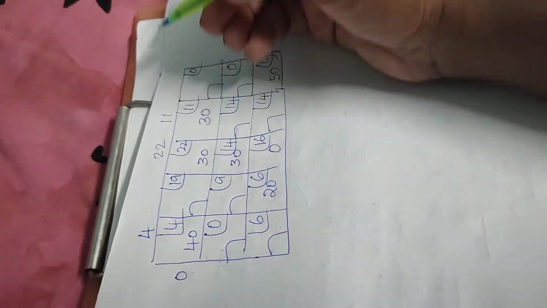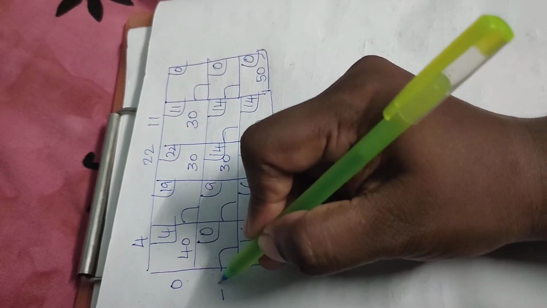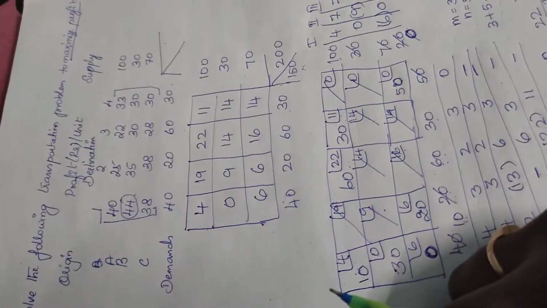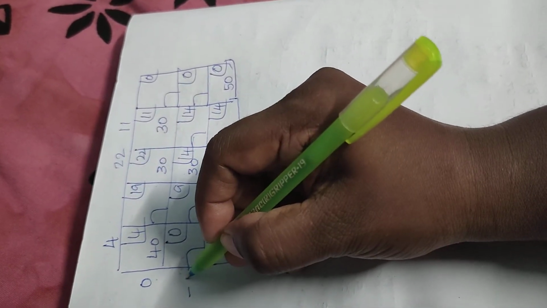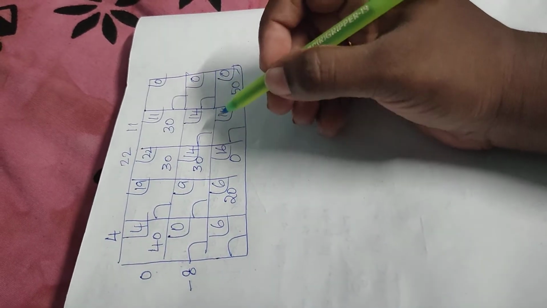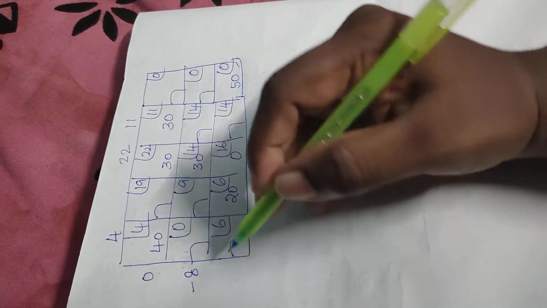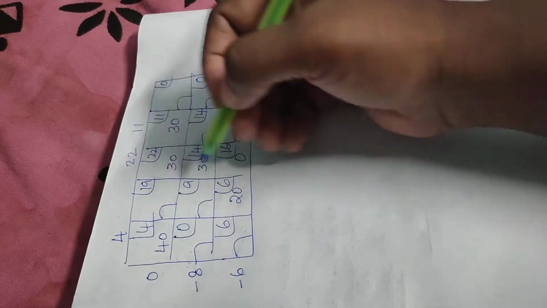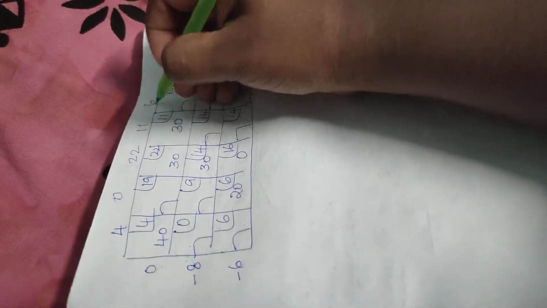22 and 11. Okay, so this becomes minus, this is 14, right? Yeah, 14. So 22, 14, you have 8, minus 8, and this becomes minus 6. Okay, and this becomes 0 and this becomes plus 6.